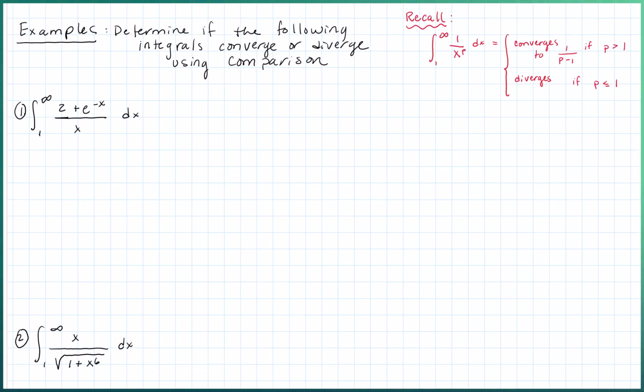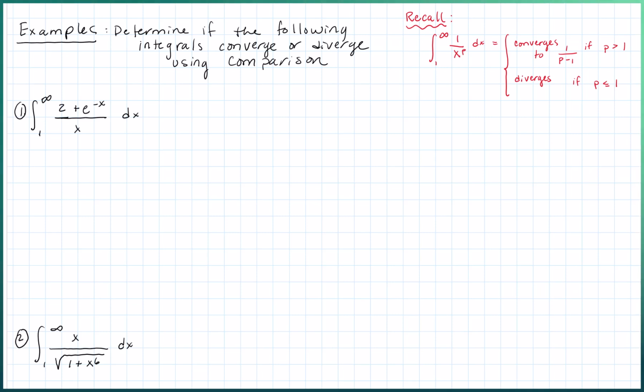Okay, so let's determine if these two integrals converge or diverge using comparison. So we'll use that comparison test. And we're going to use the fact that the integral from 1 to infinity of 1 over x to the p dx will converge for p greater than 1 and will diverge if the powers on x, p, are less than or equal to 1. So we proved that in the very first video on this topic of improper integration when we were practicing with some basic integrals, but now we're going to use it in comparison.